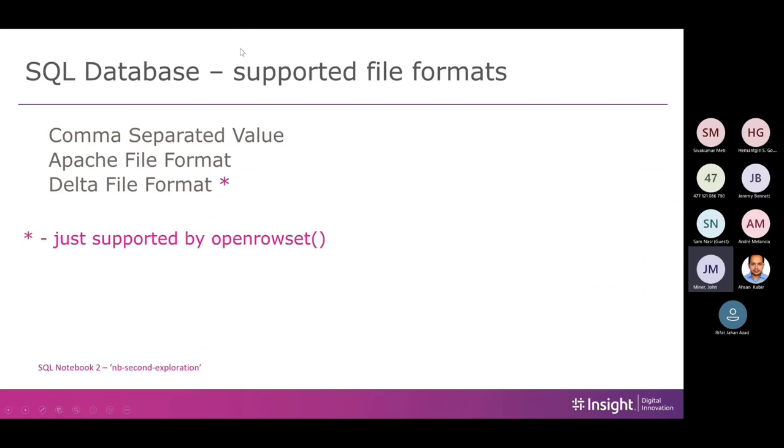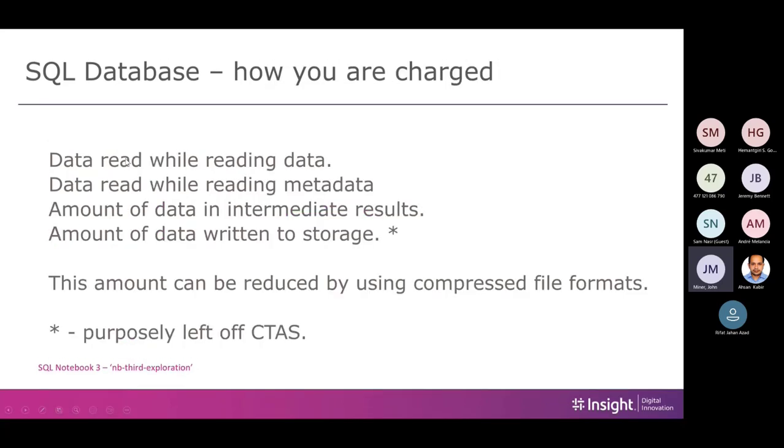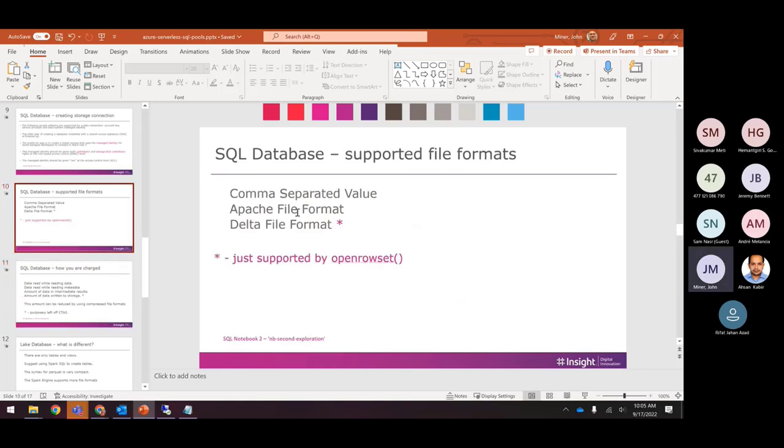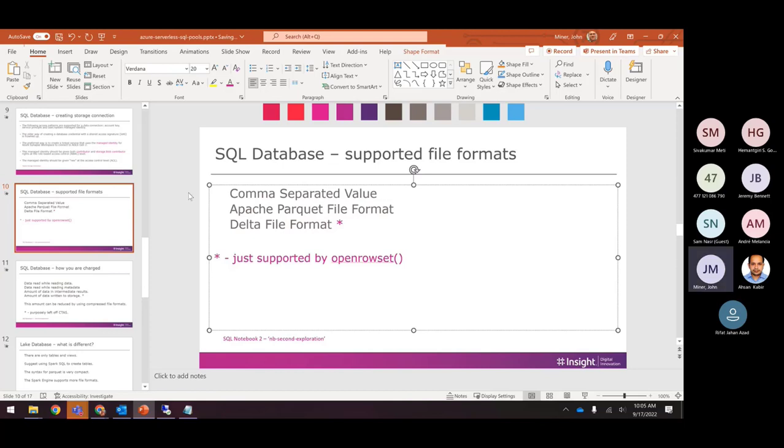So, comma-separated delimited would be kind of boring, right? So what other formats are there? There's the Apache Parquet file format. It also supports a Delta format, but only with OPENROWSET, and I hope that they're going to add it. But again, there are two ways to do this, right? You can do it through Spark, or you can do it through PolyBase. So I'm hoping that eventually they'll add it, but that's not there yet.